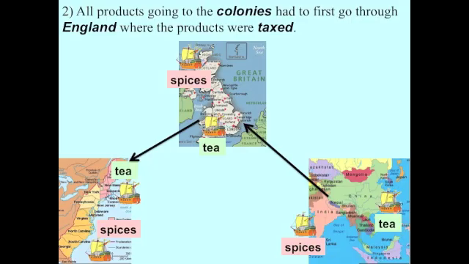Any product that was being shipped to the 13 colonies had to first stop in England where the products were taxed. So England was making a lot of money on taxing things that were being shipped to the 13 colonies. And you can see here how you have teas and spices that were being sent from Asia over into England to be taxed, and then finally it would reach the 13 colonies at a much higher price.